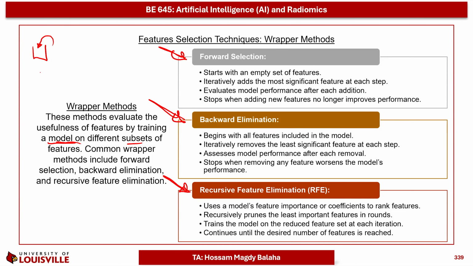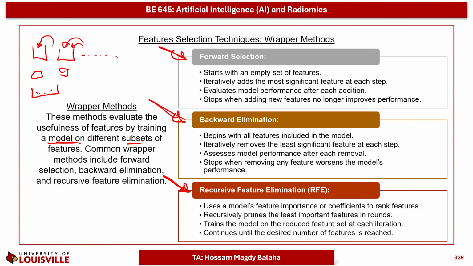So we will get here a score. Then we will add also a second one and get another score, and the same for other steps. And we are going to do that until a stopping criteria. And here the stopping criteria is when adding new features will no longer improve the performance. For backward elimination, we will begin with all of the features inside our subset, and we will do the opposite. We will iteratively remove the least significant feature at each step.